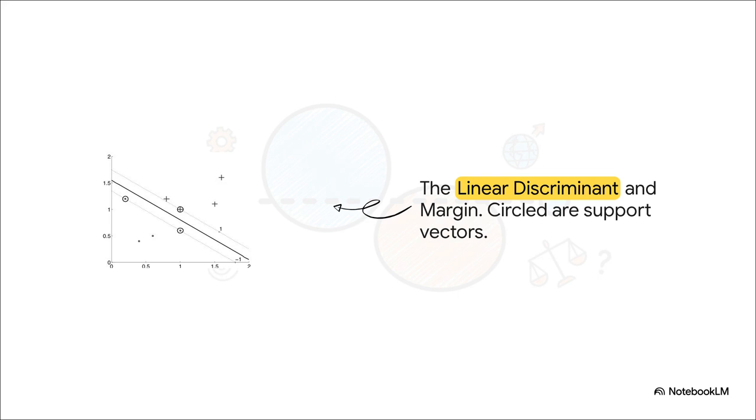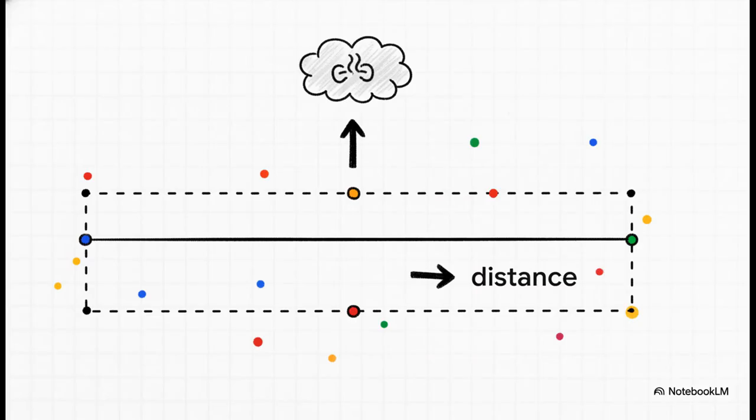And the space surrounding that central boundary brings us to our next fundamental concept, the margin. The margin is just the distance from the central hyperplane to those closest instances, our support vectors, on either side. Here's the key takeaway. An optimal separating hyperplane maximizes this margin. It gives the model maximum breathing space. By keeping the boundary as far from the data points as possible, the model is so much better equipped to accurately classify brand new, totally unseen data in the future.